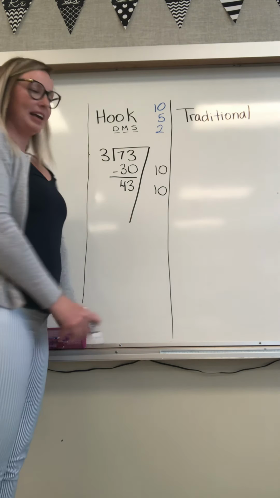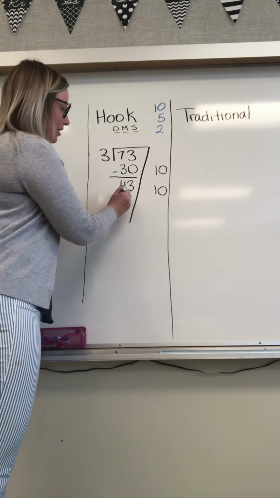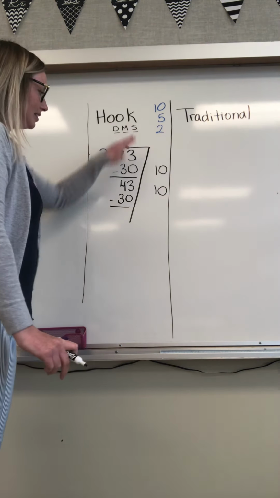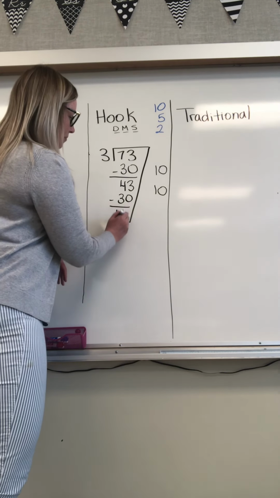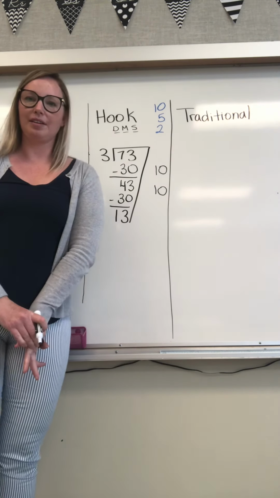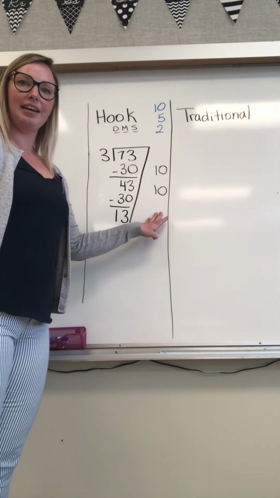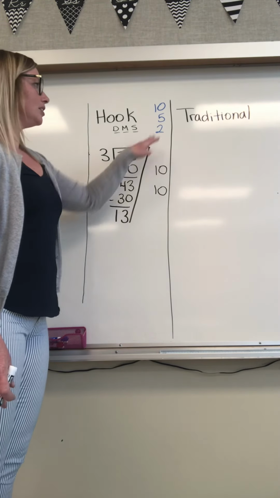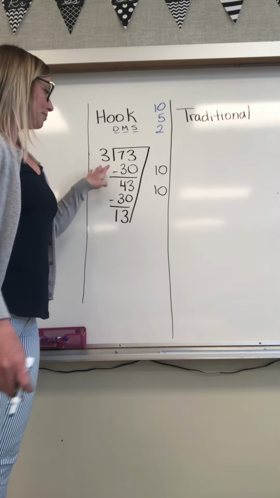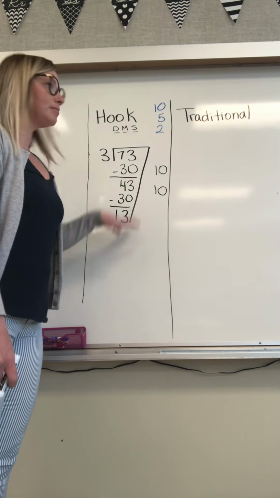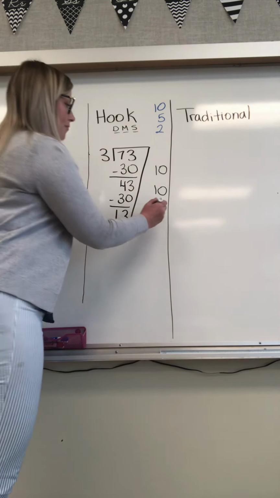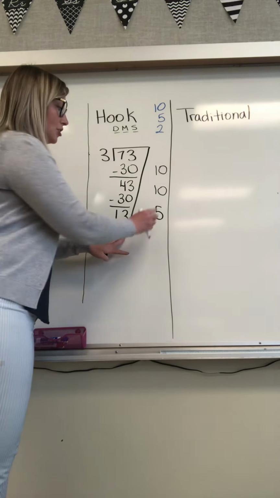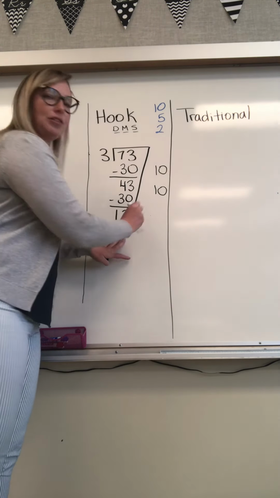Second step, multiply. 10 times 3 is 30. And the third step is subtract, leaving us with 13. Now if we did 10 again on the side, 10 multiplied by 3 would be 30. That is far too much. Let's look at 2. 2 times 3 would be 6. That works. Let's try 5. 5 multiplied by 3 is 15. That's too much, so I have to stick with 2.